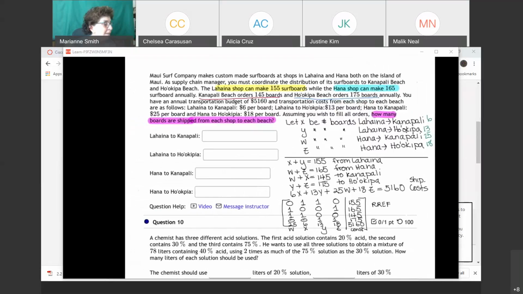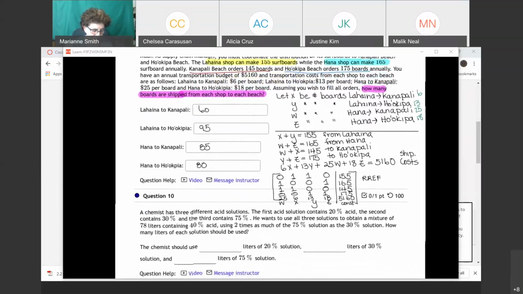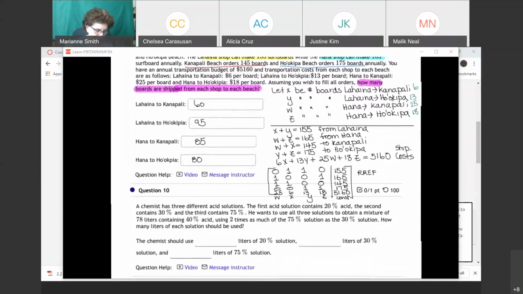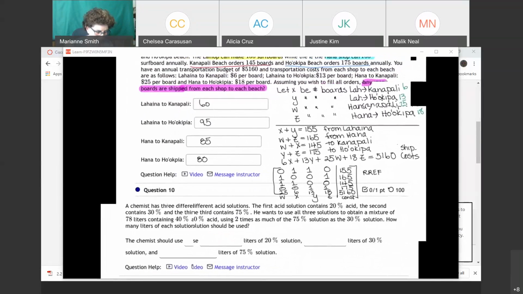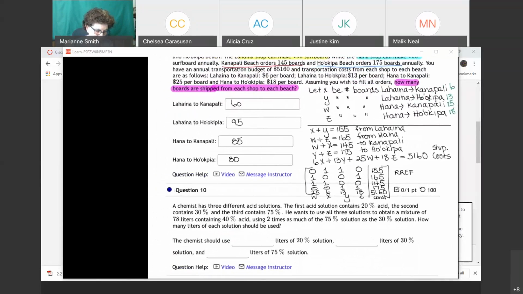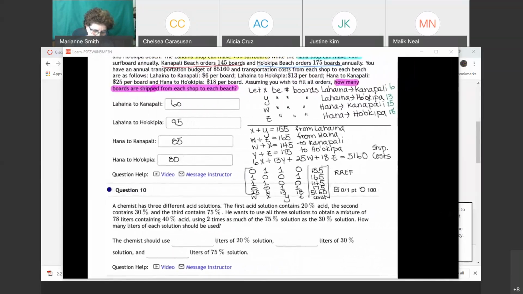And I got values like this: 60, 95, 85, and 80. Okay, and again, you can check some of the things, namely Lahaina is shipping a total of 155 boards, which is right. Kaanapali Beach is taking in 145 boards, which is right. So at least that much checks. So again, just please be careful when you set it up.